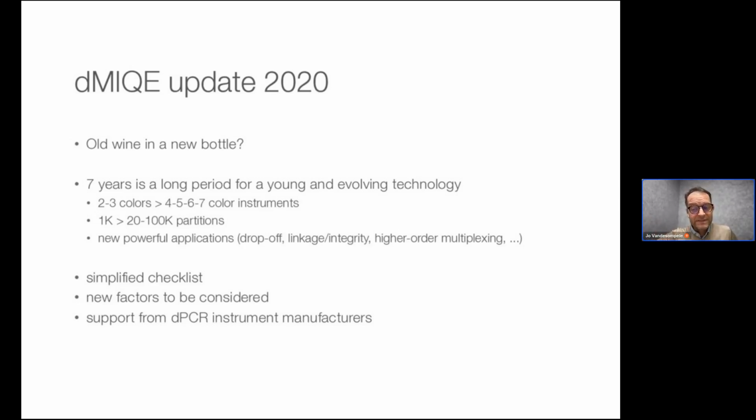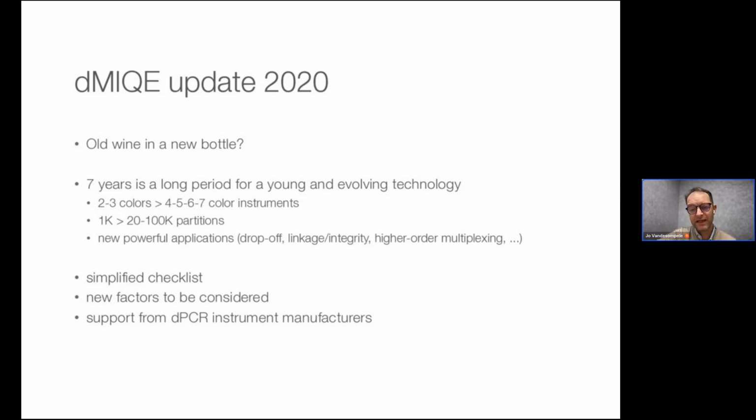In the beginning, there were single color, 2-3 color instruments, and now we have 4, 5, 6, and Stilla even has a 7-color instrument. There were studies and instruments with 1,000 partitions. Now we have easily 20, up to 100,000 partitions, and even more. And importantly, more new powerful applications came along.